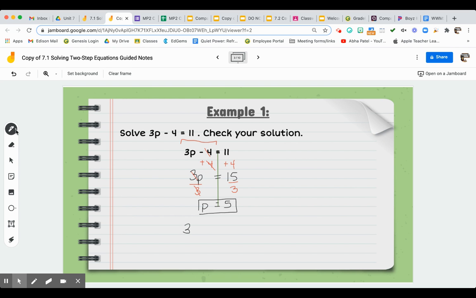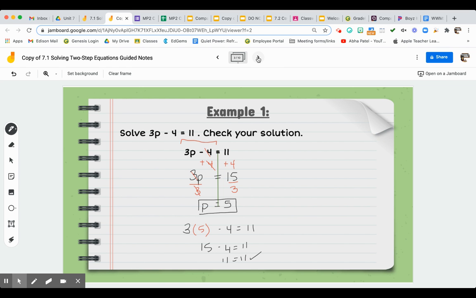3 times 5 minus 4 equals 11. We're going to use order of operations to check this. 3 times 5 is 15. 15 minus 4 is 11, so 11 does equal 11. Check.